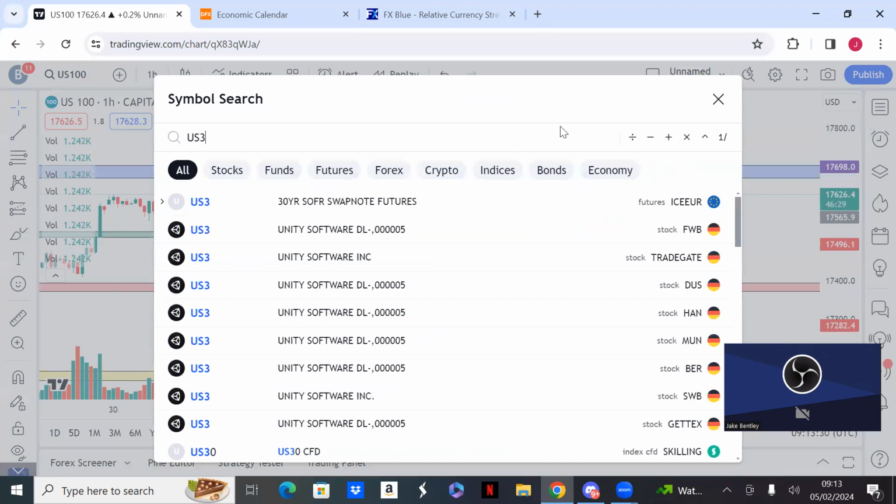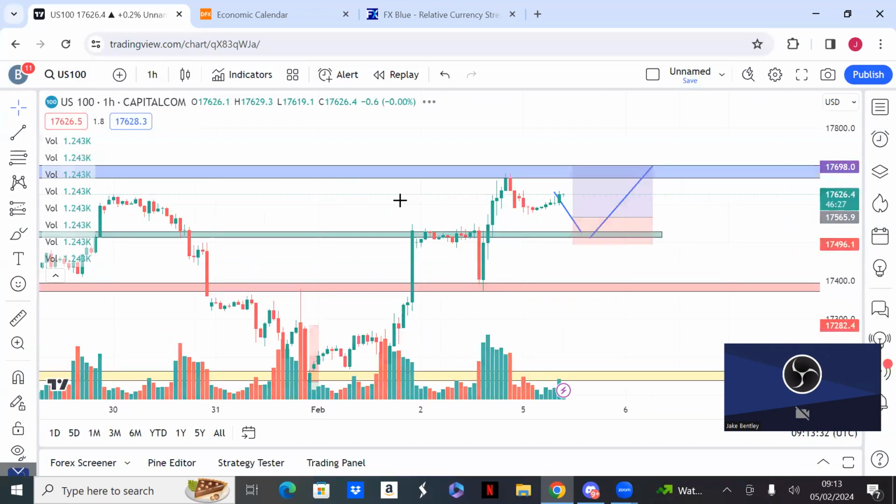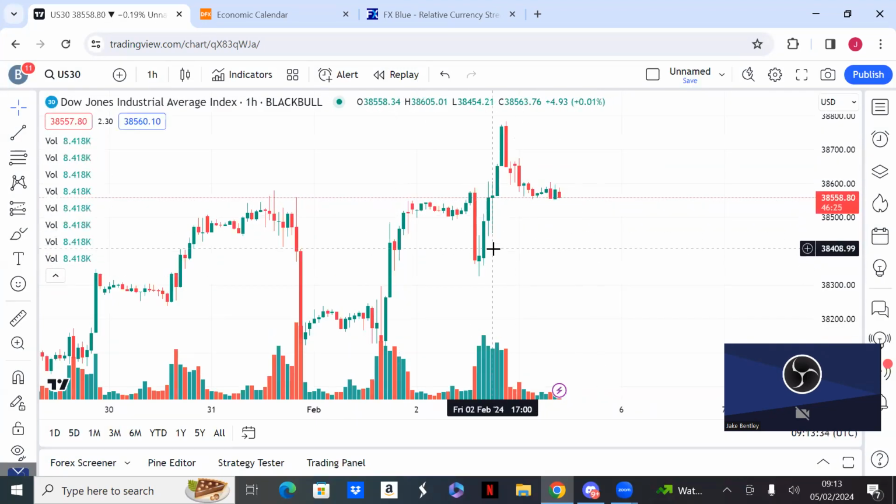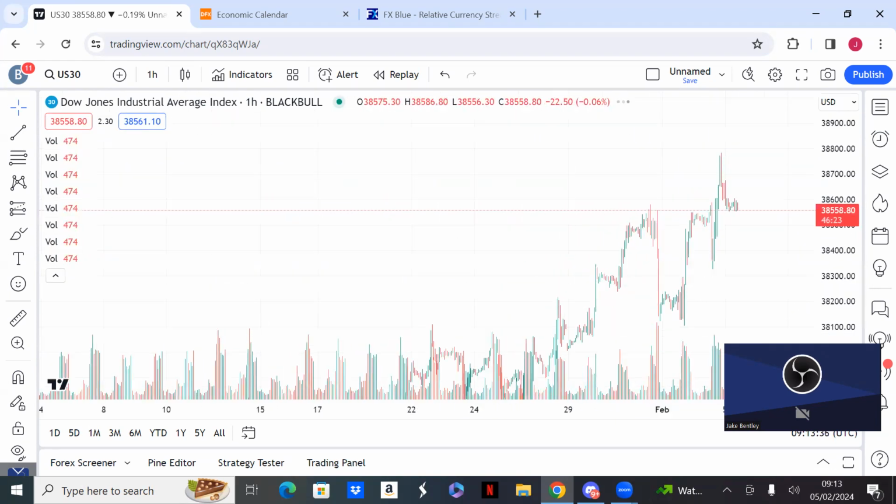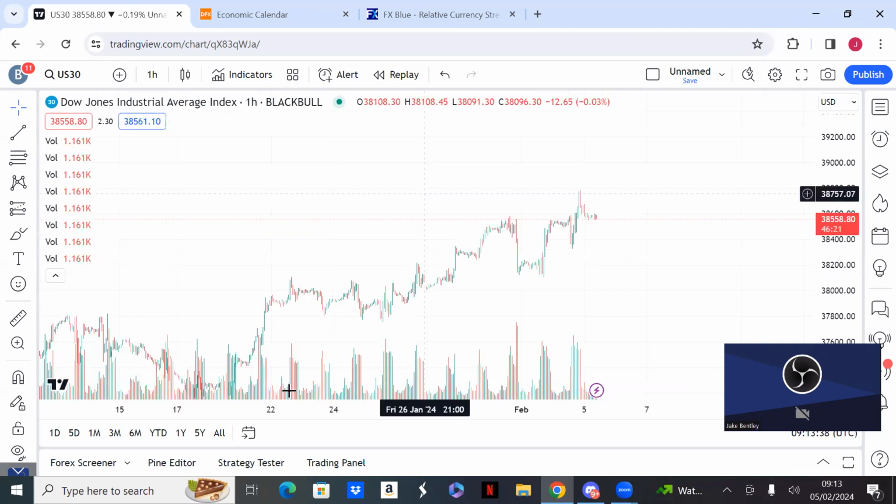Let's go to the US 30. The US 30 is still an industrial average. It is the US 100's little brother.